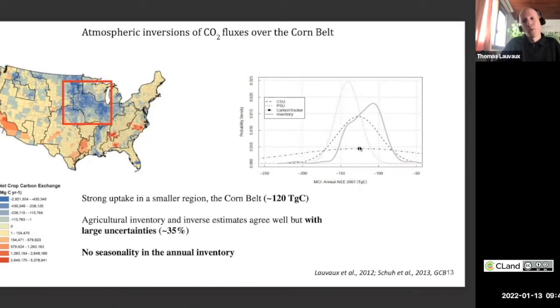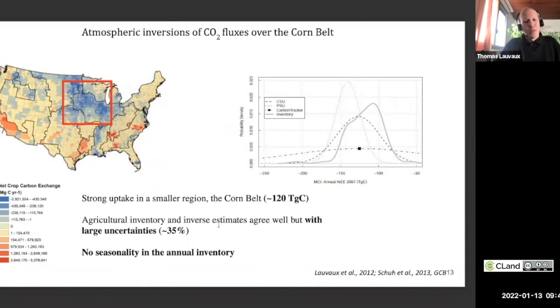CarbonTracker, which is a global inversion, quite common and used by many people over the years. The inventory, which had a full Monte Carlo uncertainty analysis. So you see it's not a Gaussian, it's actually a non-Gaussian distribution right there. And then 2 regional inversions, one made by Colorado State and mine back at Penn State at that time. We all agree, statistically, that's the first good result. So we were very, very happy with that.